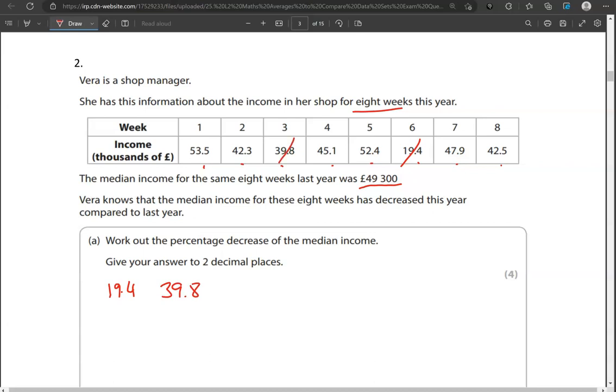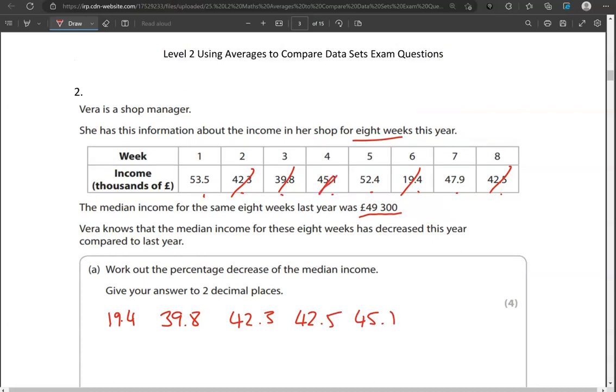Then we have 42.3, 42.5, 45.1, 47.9, 52.4, 53.5.